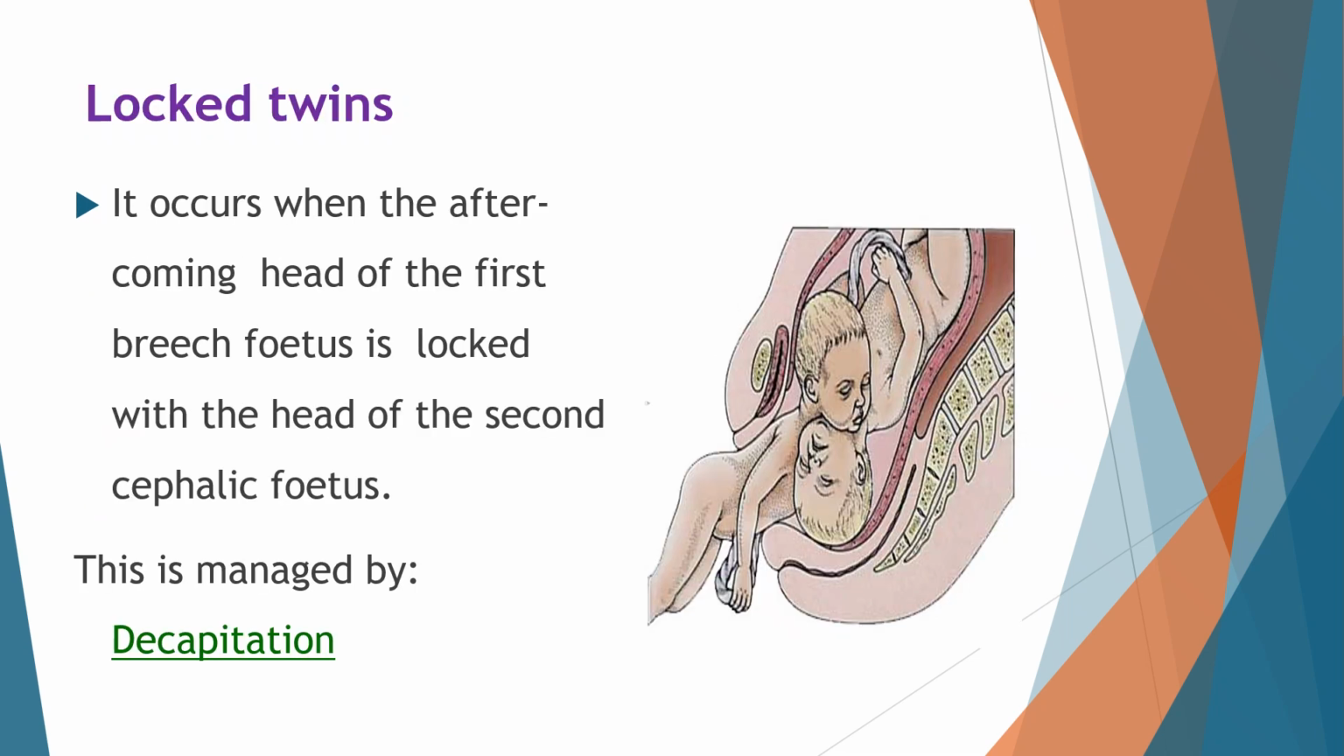Now let's understand the concept of locked twins. This is a rare but serious complication that occurs during labor, usually when the first twin is in breech presentation and the second twin is in cephalic presentation. As the first baby is delivered up to the shoulders, the after-coming head of the breech baby becomes stuck and gets locked with the head of the second baby, preventing further progress of labor. This situation leads to obstructed labor and requires immediate obstetric intervention.